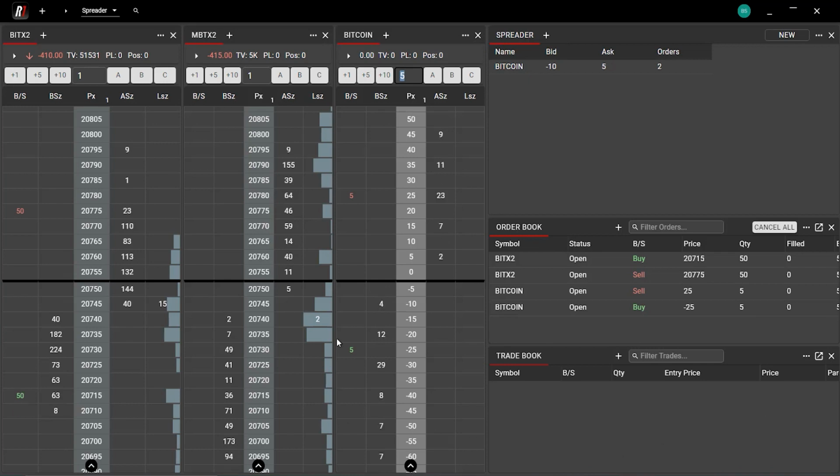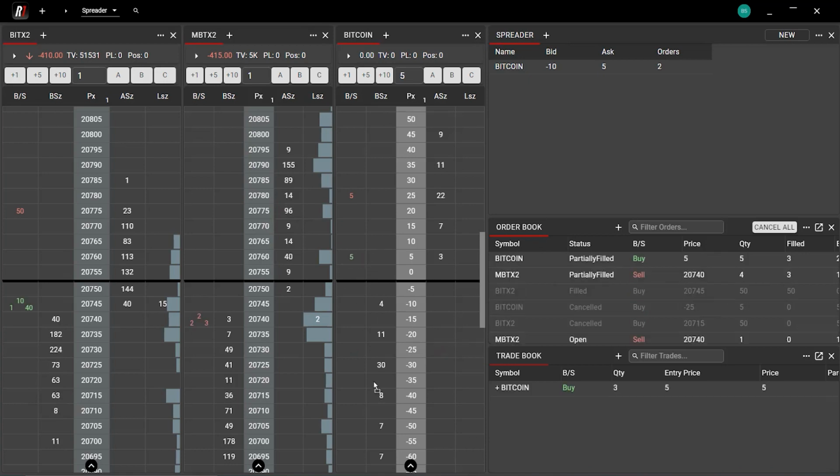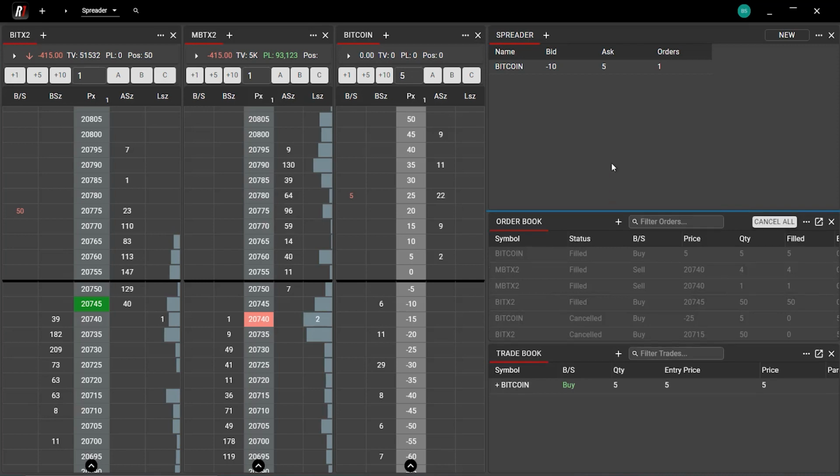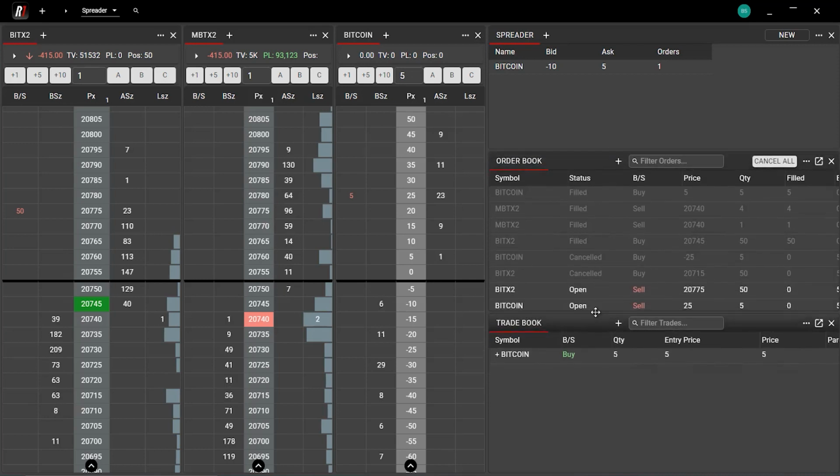Let's go ahead and drag one of these to the market so we can get a fill and observe what happens on a fill. I'm going to drag our 5 lot bid all the way up to the best offer, and we're going to see our spread begin to get filled. As we get filled, we can see the partials displayed in the order book, and of course the full spread displayed in the trade book.